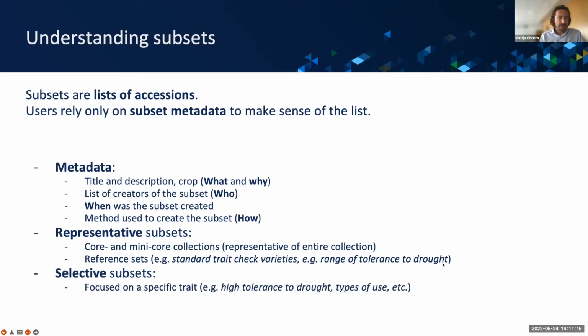Selective subsets, on the other hand, are things that are focused on a specific trait. For example, a list of accessions with high tolerance to drought is an example of a selective subset.